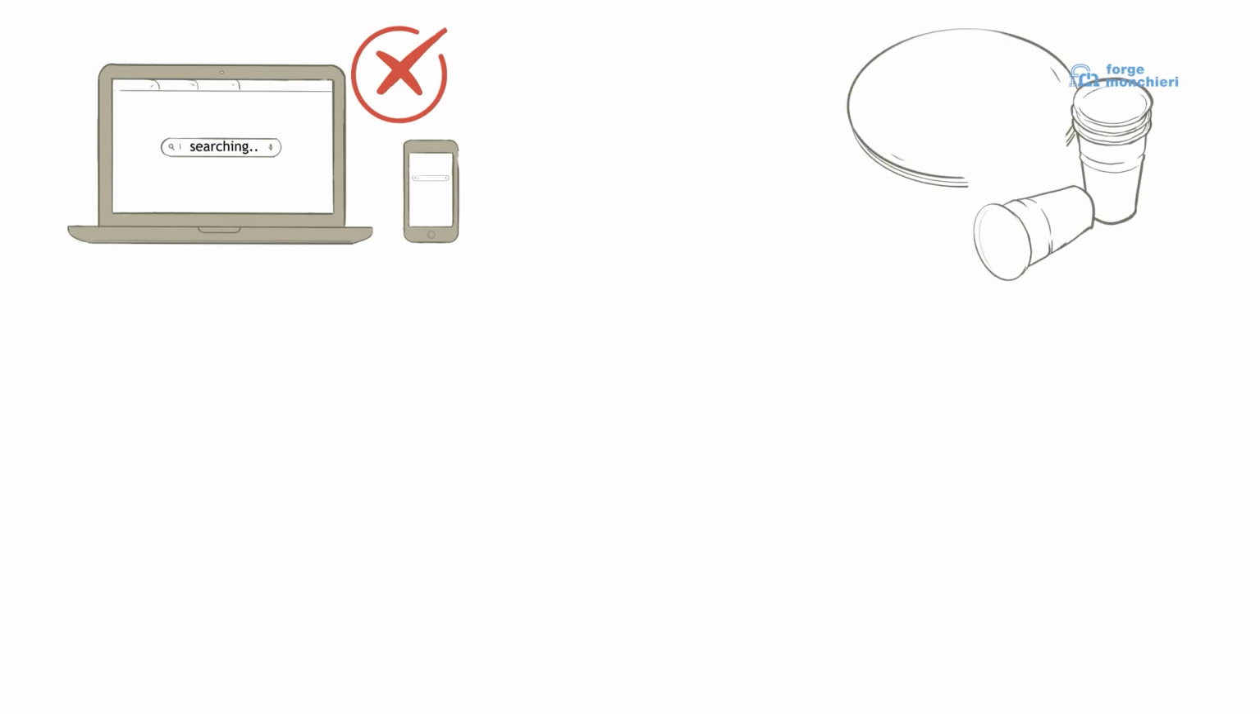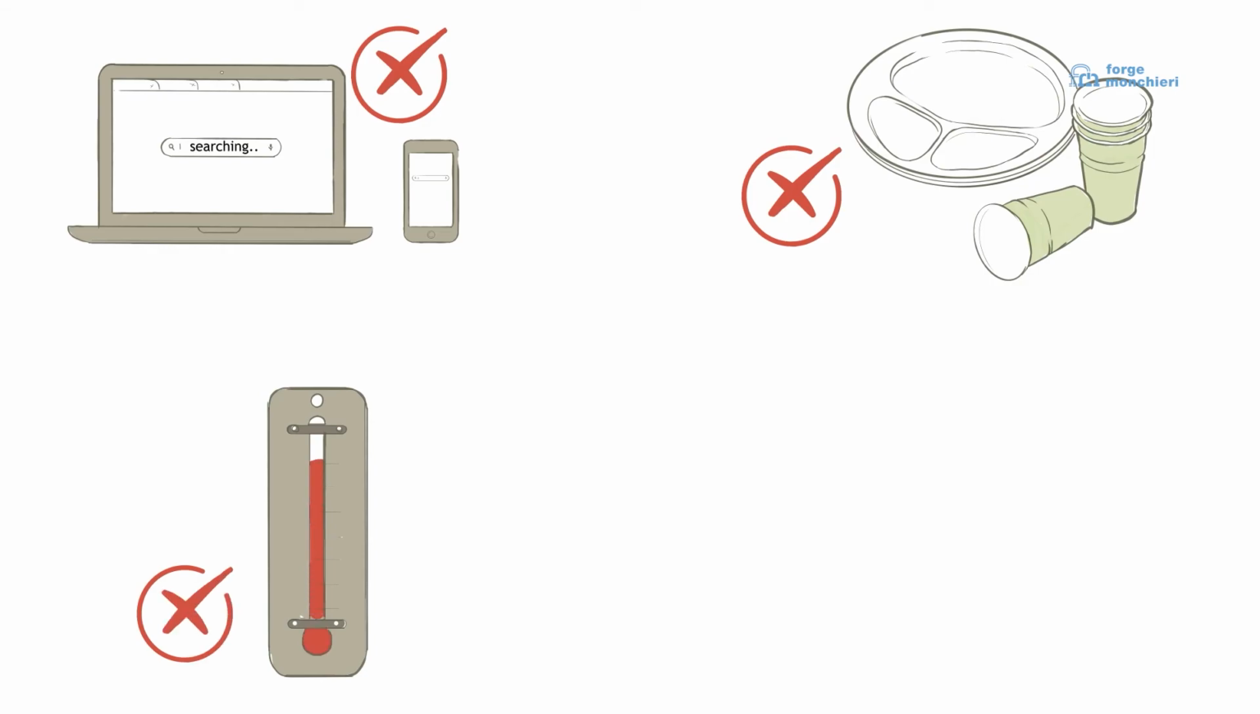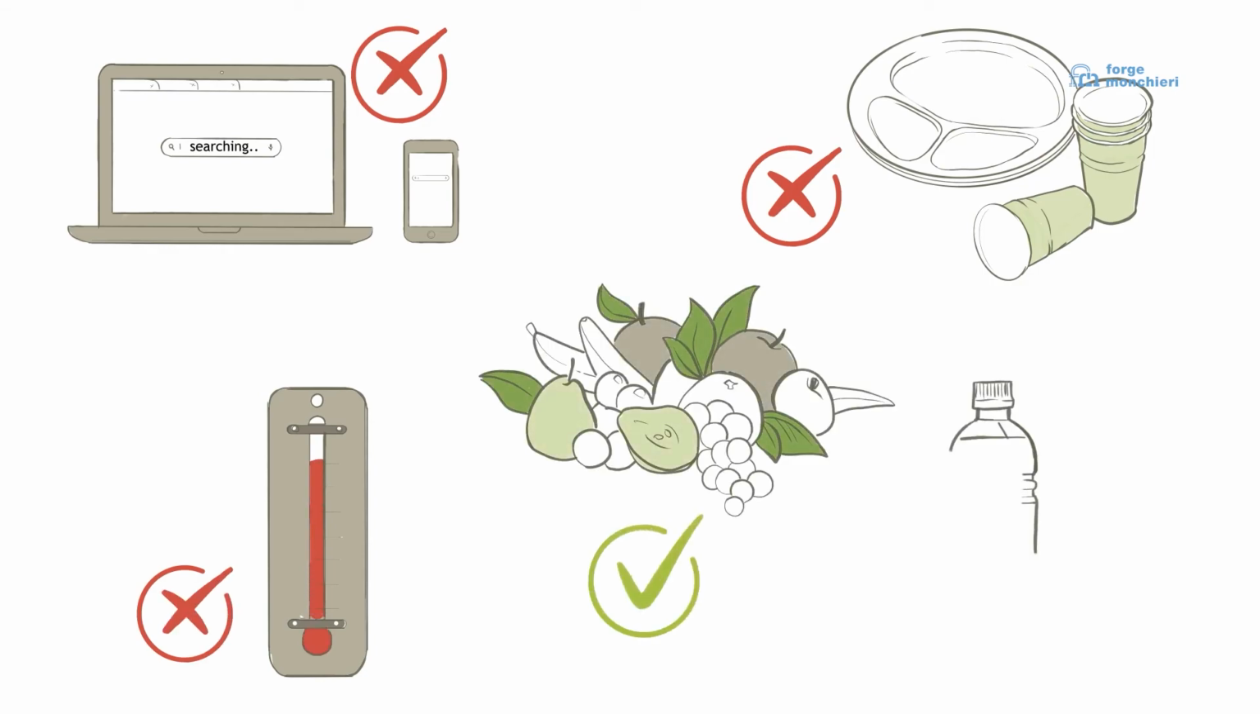How can I reduce my daily carbon footprint? Limit unnecessary searches on the internet. Do not use disposable materials. Adjust the temperature of rooms. Prefer sustainable and seasonal food. Avoid buying bottled water whenever possible.